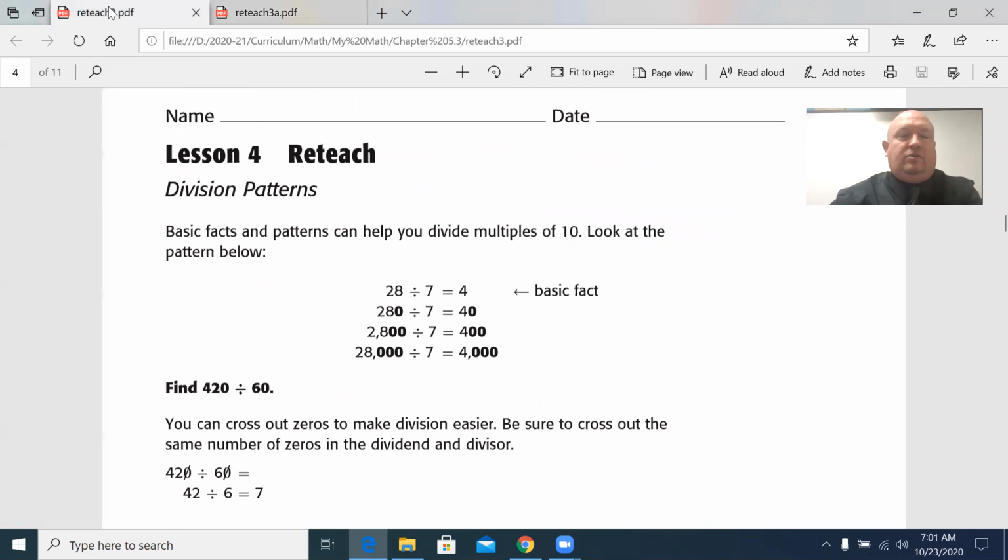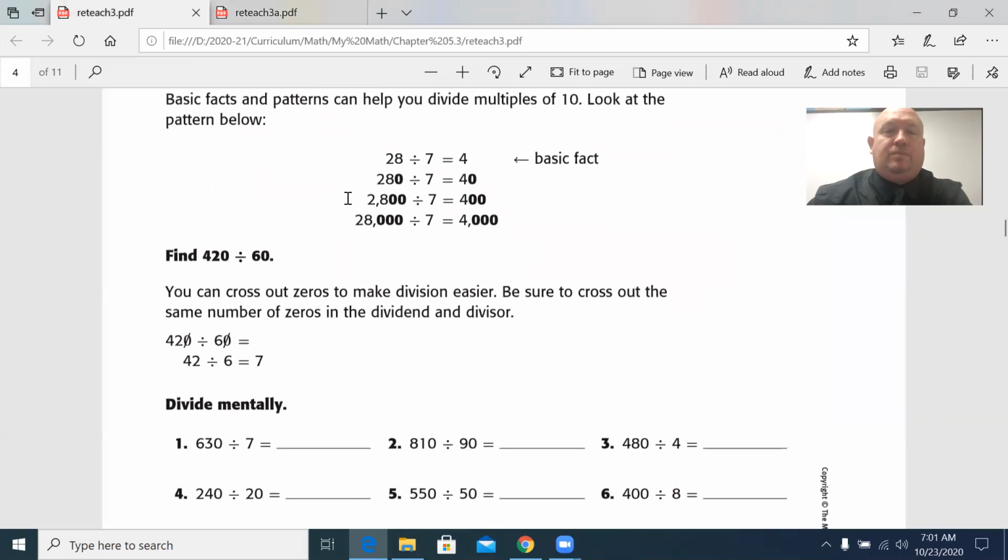Today, we're going to move into Reteach 4, division patterns. Basic facts and patterns can help you divide multiples of 10. Look at the pattern below. We built most of a pyramid. 28 divided by 7 was 4. That's your basic fact. But let's say I was trying to find something larger, like 280 divided by 7. I could add a 0 here and a 0 there. Notice I added a 0 on each side of the equal sign. So 280 divided by 7 is 40. 2,800 divided by 7 is 400. 28,000 divided by 7 is 4,000.